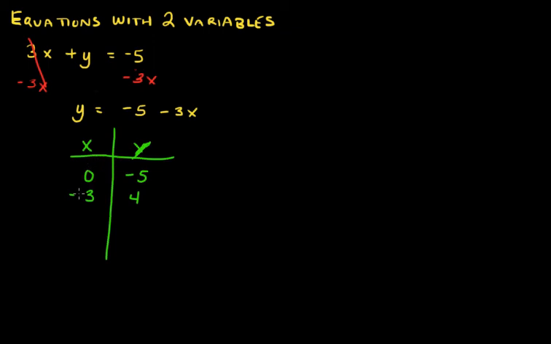Alright, let's do one more point. I just want to make sure that we have enough points to graph something. So how about -1? Okay, when I plug in -1, you should get -2. So we've got 3 points, and we should be able to make a nice pretty line with 3 points. So let's go ahead and do that. So we'll bring up a graph.